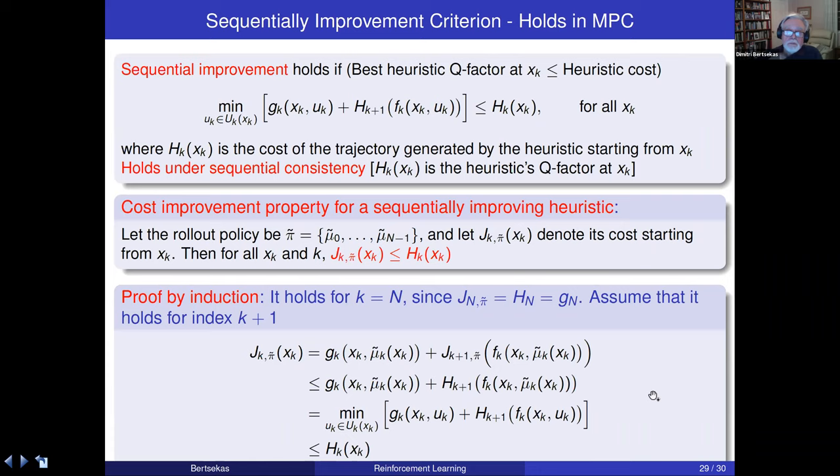Okay, are there any questions about the definitions and about the proof? It's a very, very simple proof, but it's important for our purposes, and I want you to go through it and understand it.